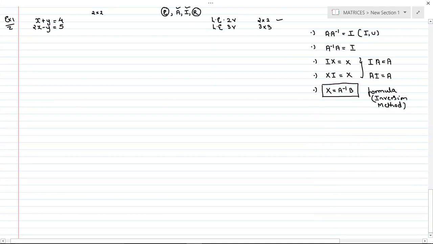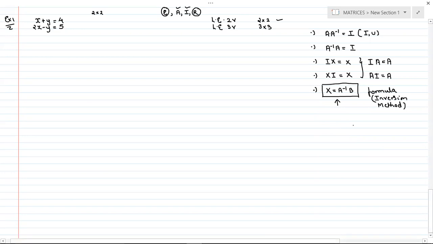And the last, the fifth formula, is the actual formula for the inversion method. X equals A inverse B is the actual formula for the inversion method. Even that also we will see, how we got this formula X equals A inverse B.